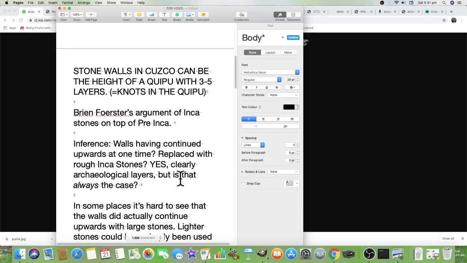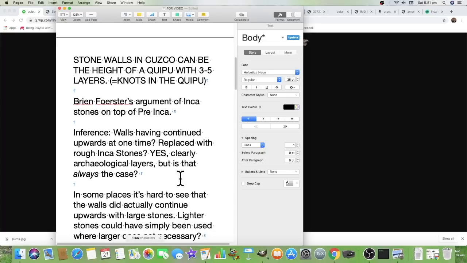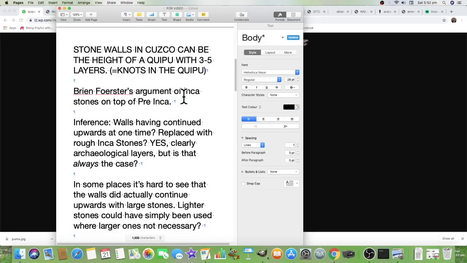So stone walls in Cuzco can be the height of a Quipu. That's right, we're going to see that. At the height of a Quipu with 3 to 5 layers. A Quipu is very broad, but in terms of height it's only about 3 to 5 layers of knots, usually just 3 knots. And this is actually the height of an Inca wall, a pre-Inca wall. So Brian Forster argues that Inca stones are on top of pre-Inca stones, which are the polygonal stones, the megalithic stones.